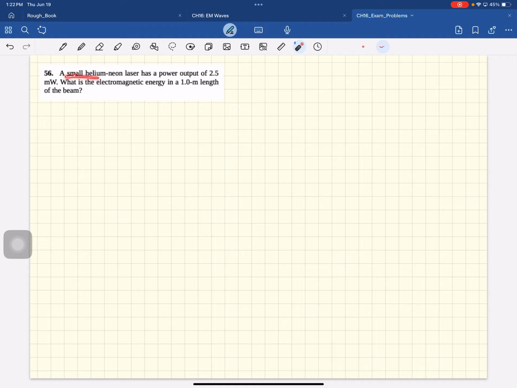Okay, a small helium neon laser, those red lasers that you see. Well, those are solid state lasers, but they produce the same color. It has a power output of 2.5 milliwatts. What is the electromagnetic energy in 1 meter length of the beam?